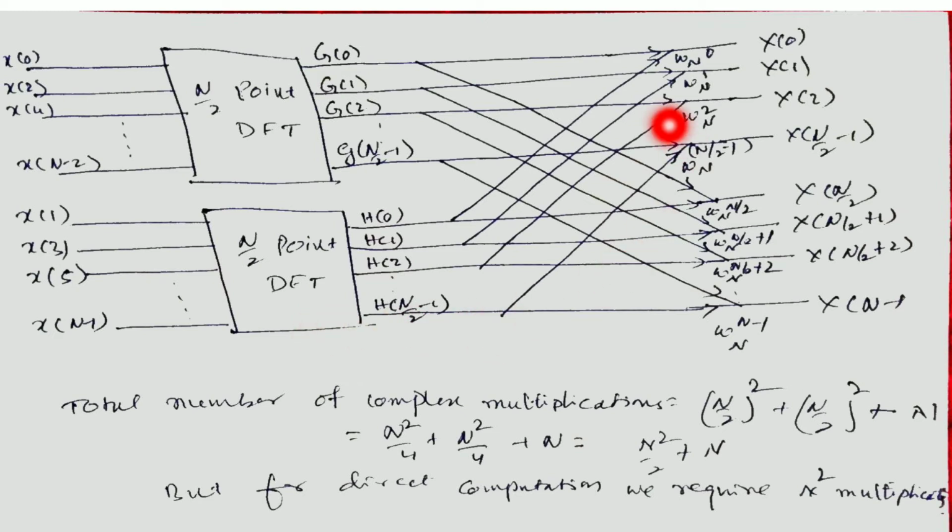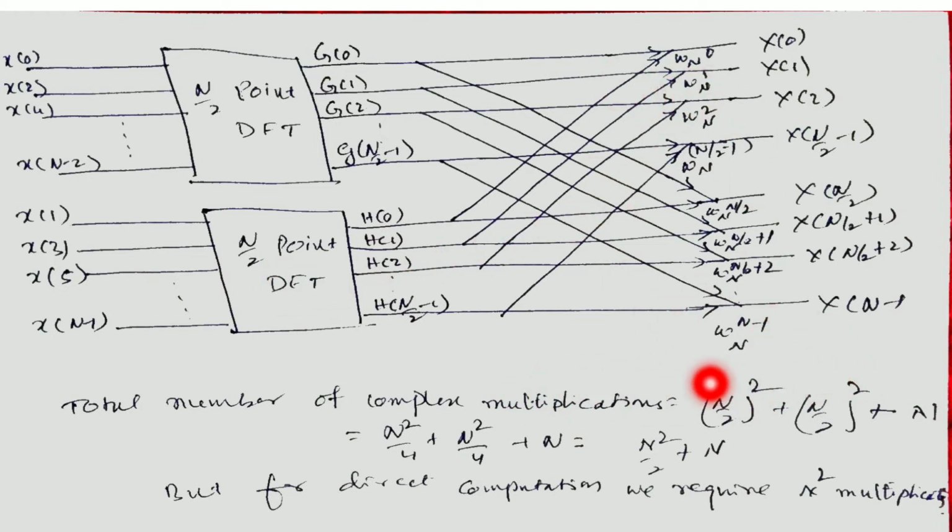And then here, in order to get x of 0, we find that g of 0 is added with h of 0 into wn power 0. So here we have a complex multiplication, namely h of 0 into wn power 0. Here we have another complex multiplication, namely h of 1 into wn power 1. That means here totally we are able to get n number of complex multiplications. So the total number of complex multiplications are n by 2 whole square plus n by 2 whole square plus n.